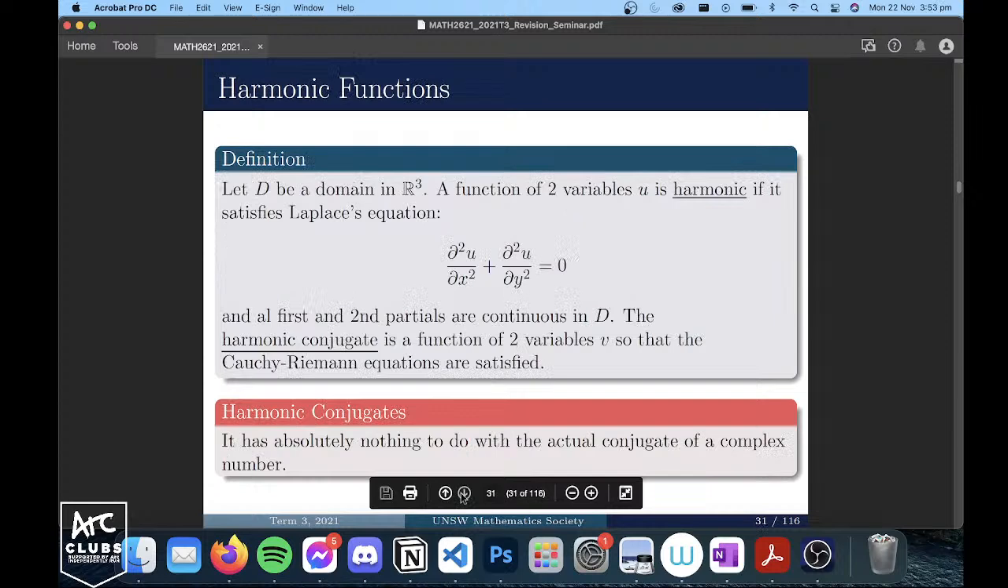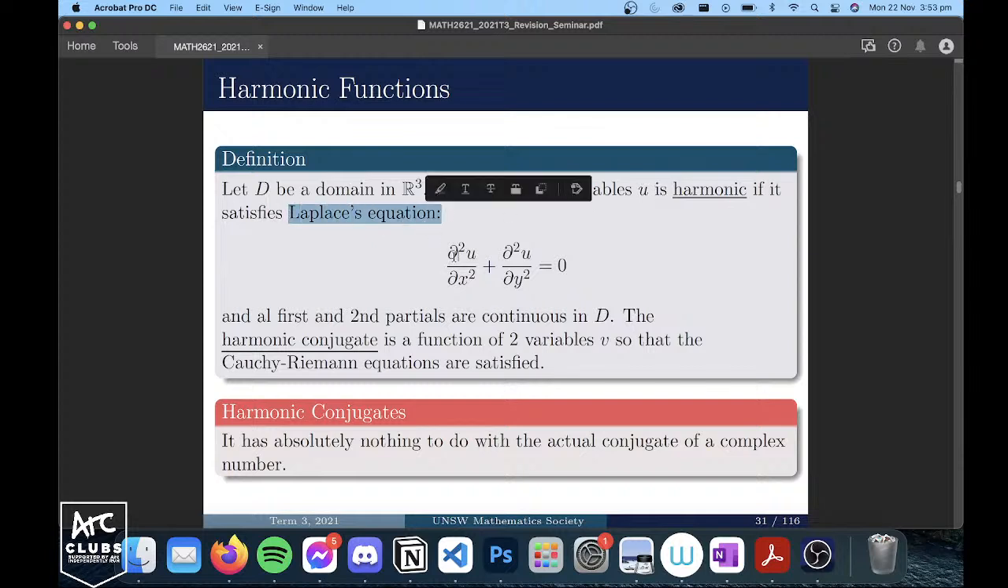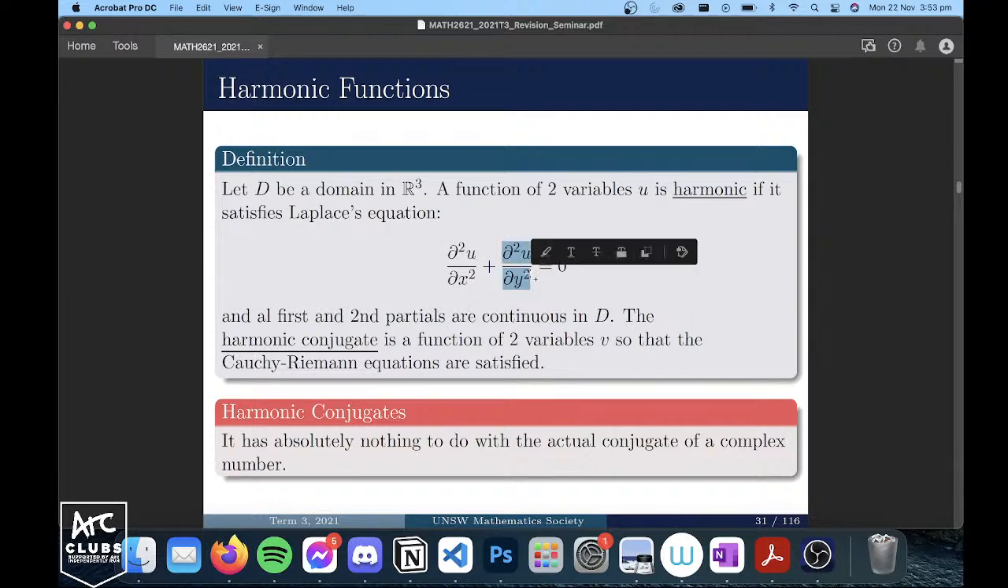And now we have harmonic functions. Let D be a domain in R2. A function of two variables u is harmonic if it satisfies the Laplace equation, which is just like this equation here: the second partial derivative of u with respect to x, plus the second partial derivative of u with respect to y.